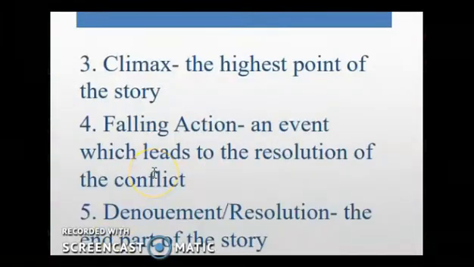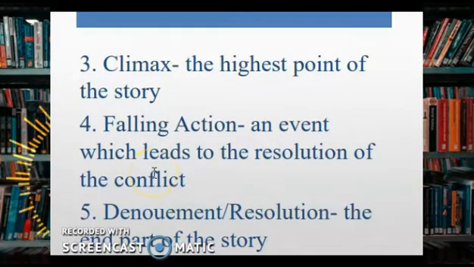Third is the climax. That is the highest point of the story. That is what we are really looking forward to. Fourth is the falling action. This is where the conflicts are being resolved or the protagonist is now trying to solve all the problems that had arisen in the film or in the story. And lastly is the denouement or the resolution. Denouement or the resolution is the end part of the story.